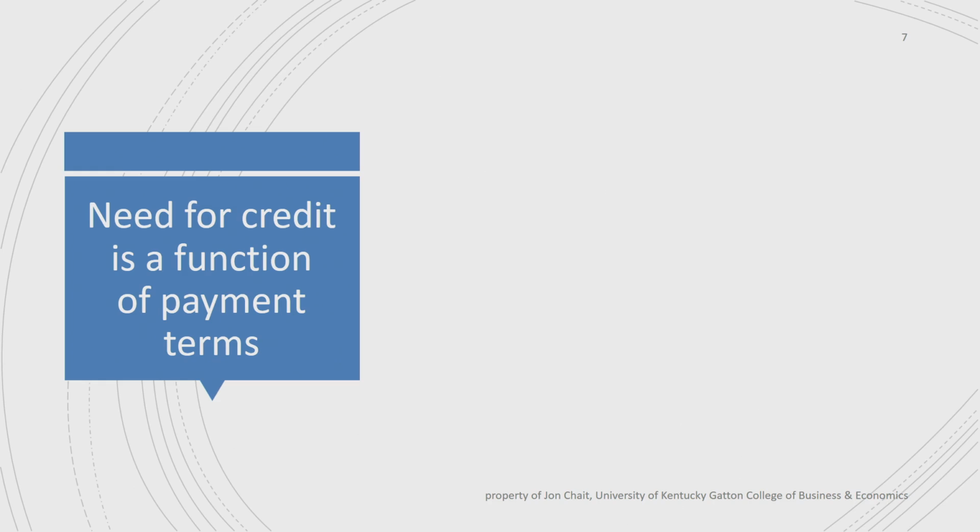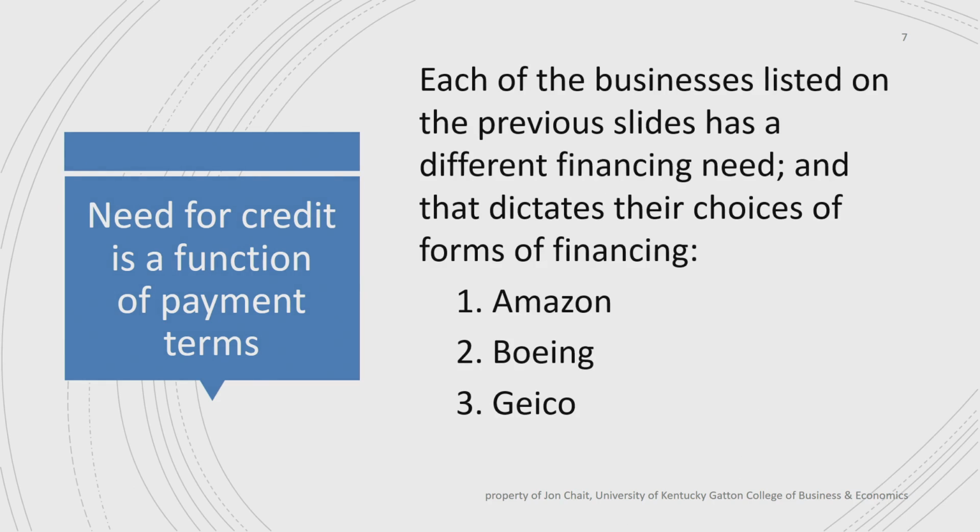So each of the businesses listed on the previous slide had a different financing need based on their business model. And that dictates their choice of financing. Later in the course, we'll look at choices about financing and how they get financed, and we'll spend a little time thinking about companies like Amazon and Geico as we go through this module as well.